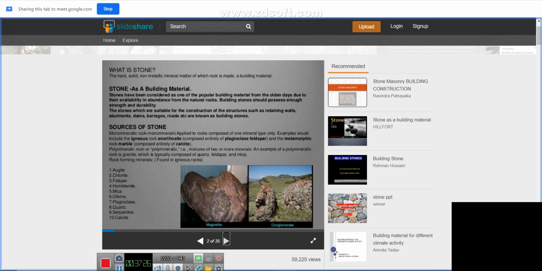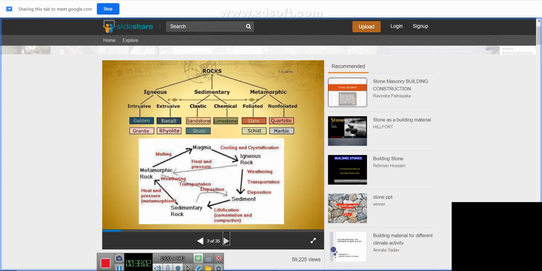So, stone as a building material. What is stone? The hard, solid, non-metallic mineral matter of which rock is made. Stone is a very popular building material. It has been popular from olden days because the availability of stones is not a big problem. You will have natural rock, and from the natural rock, stones will be available in abundance. The stones which are suitable for construction of structures such as retaining walls, abutments, dams, roads, etc. are known as building stones.